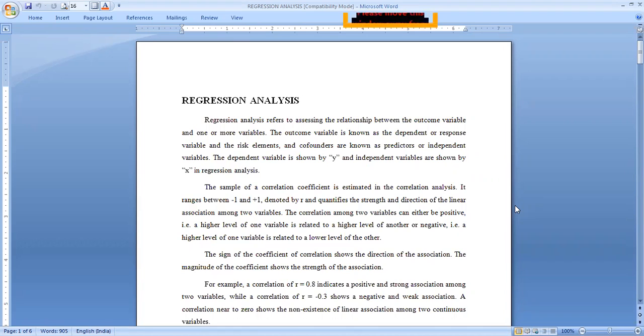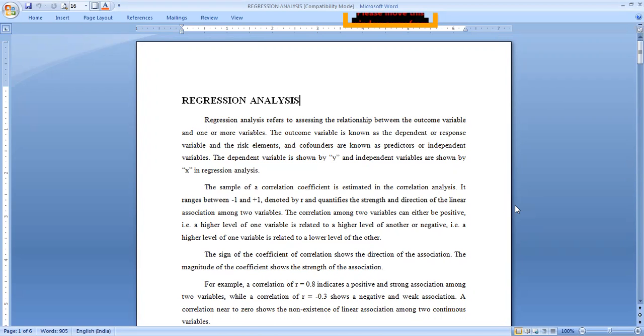Today I am going to discuss the module Regression Analysis. Regression analysis refers to assessing the relationship between the outcome variable and one or more variables. The outcome variable is known as the dependent or response variable. The risk elements and confounders are known as predictors or independent variables. The dependent variable is shown by y and independent variables are shown by x.